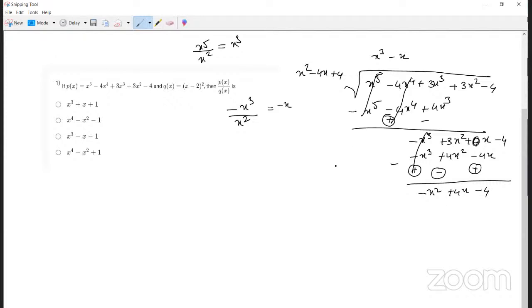Again, take the first term, that is x square. Divide it by the x square. It is minus 1. Then again multiply with that term. So we'll get minus x square plus 4x minus 4. If we subtract it, we'll get a 0, right? So the correct answer will be x cube minus x.